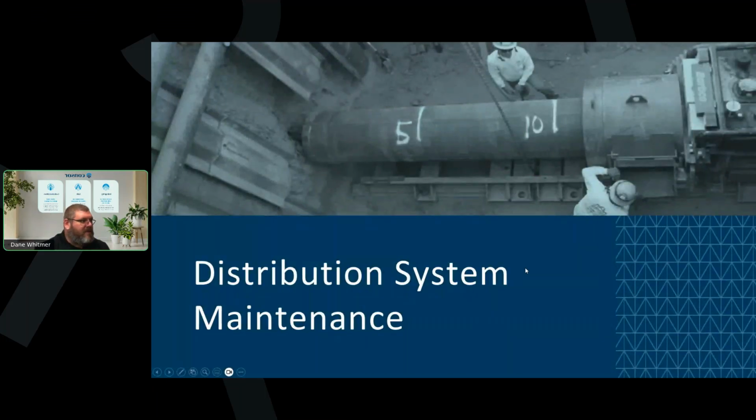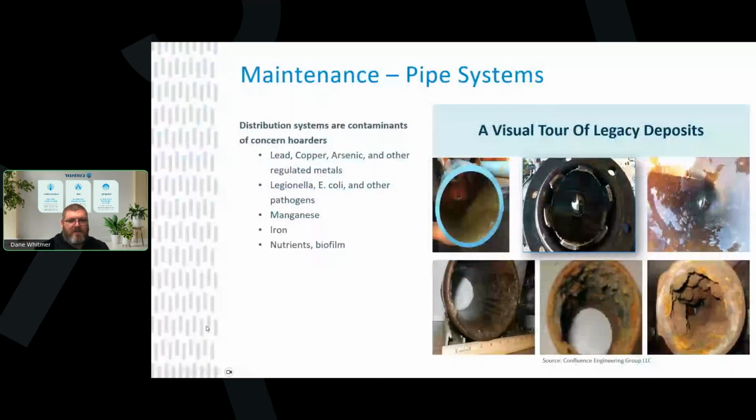So a couple of maintenance items here in this last little bit. Pipes are not just a set it and forget it kind of thing. They're a contaminant of concern hoarder, meaning that things can build up in them, and over time, if there's ever a shift in the water quality, the water chemistry, there's potential for leaching of things.